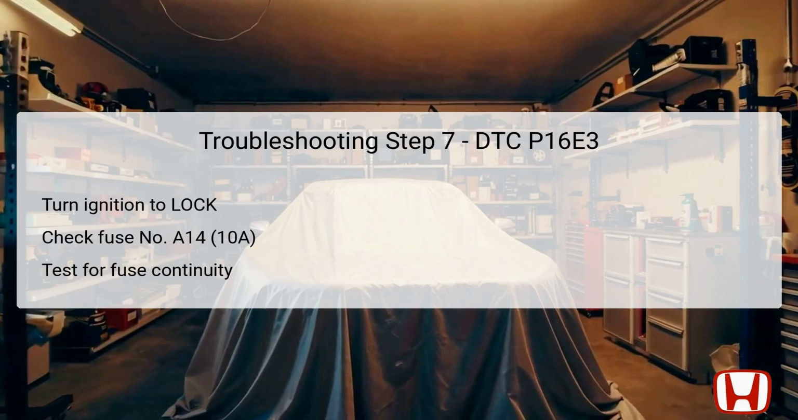The seventh step entails ensuring that the ignition switch is turned to the lock position for safety before conducting any fuse checks. Locate and inspect fuse number A14, rated at 10 amps, situated within the under-hood fuse/relay box. This fuse is integral to the battery sensor's functionality, and verifying its condition could eliminate it as a potential cause for the DTC P16E3. By testing the fuse for continuity, you determine whether it is operational and intact.